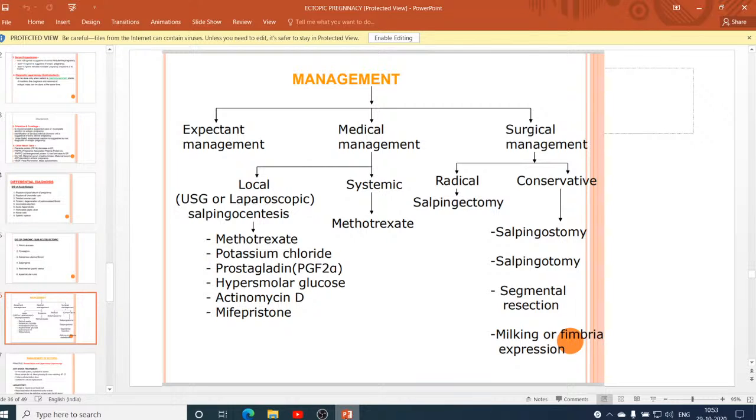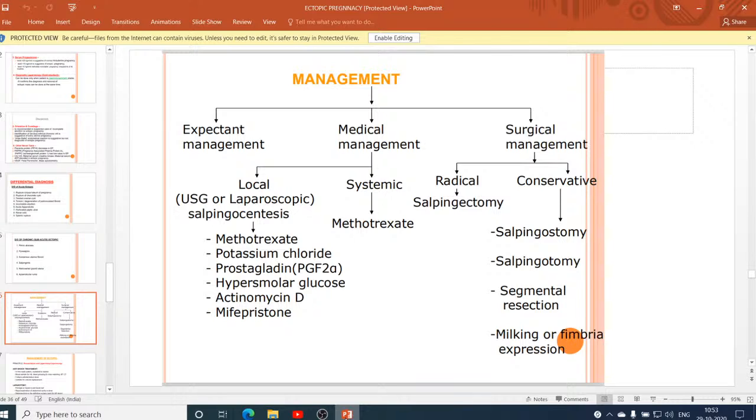Management. Here management is divided into three parts: expectant management, medical management, and surgical management. Medical management is divided further into two parts: local, that is usually laparoscopic salpingocentesis, and systemic, that is methotrexate. Other than methotrexate, what we can use is potassium chloride, prostaglandin, hyperosmolar glucose, actinomycin D, and mifepristone. This is an antiprogesterone.